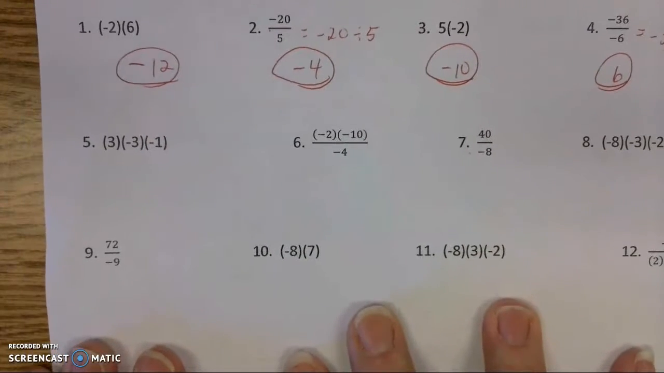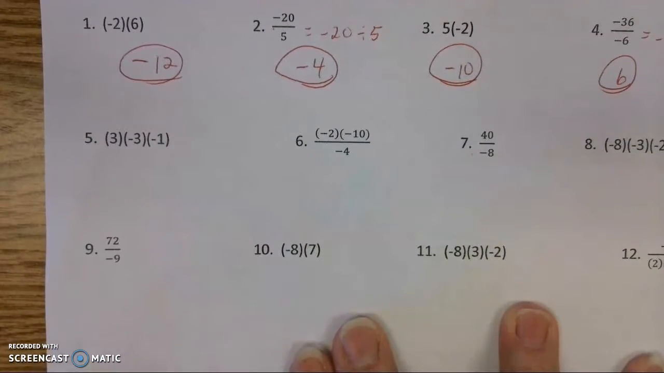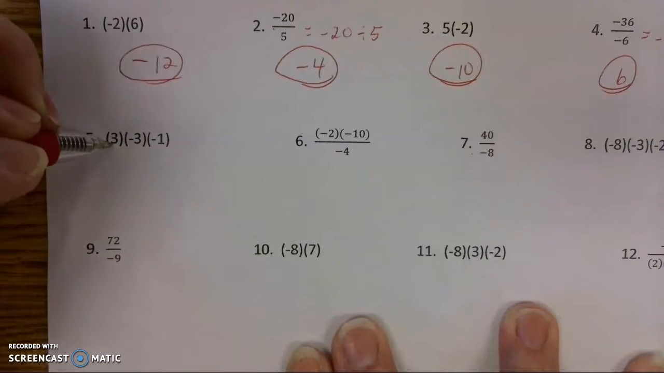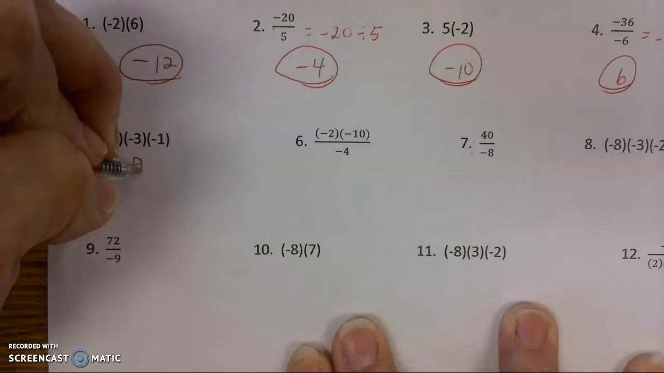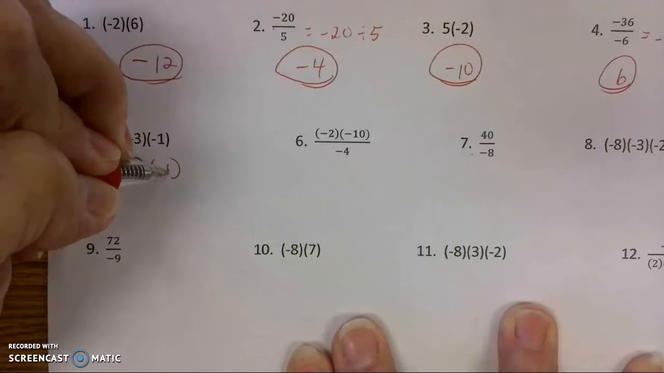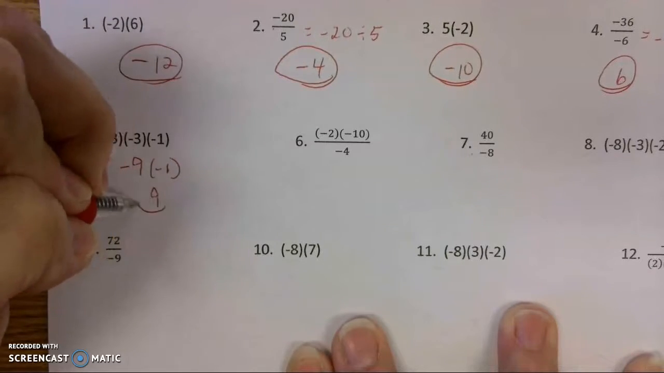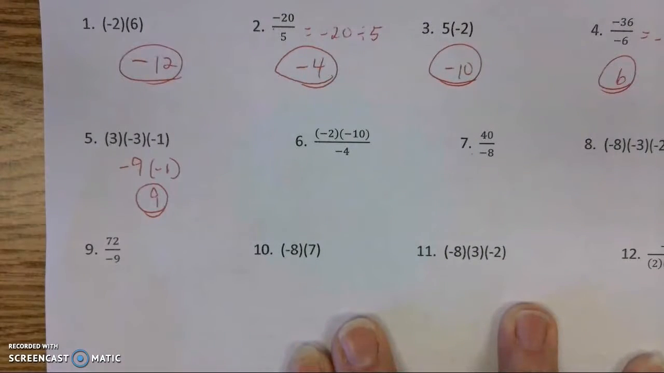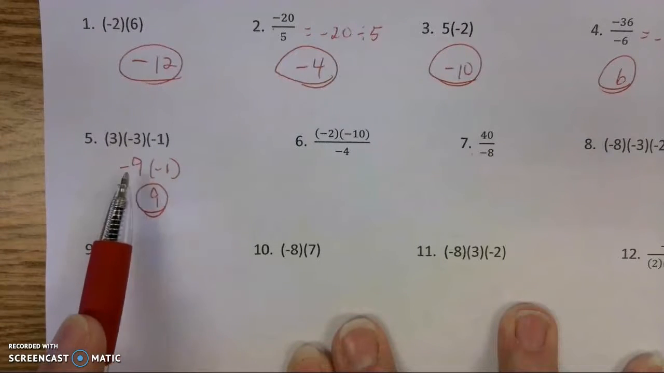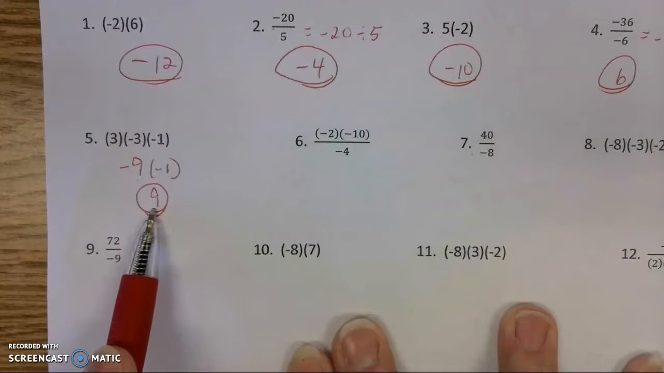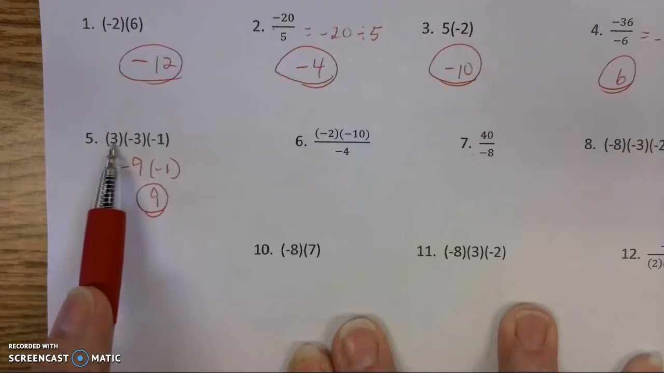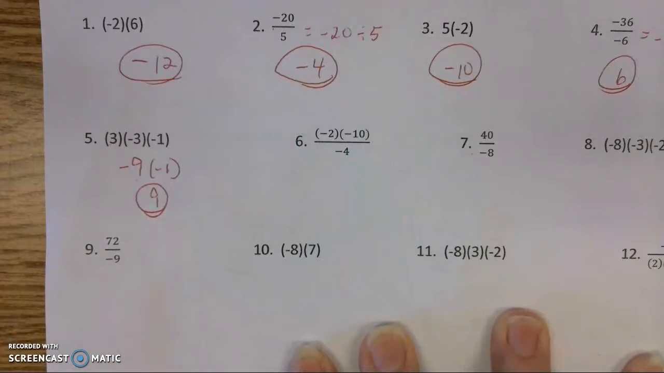Now, look at number 5. I'm multiplying 3 numbers. That's fine. You can multiply them right in order. So, 3 times negative 3 is negative 9. Negative 9 times negative 1 is positive 9. Positive times a negative is a negative. Negative times a negative is positive. Okay. You could actually multiply your two negatives first, get a positive, and then multiply that by 3.